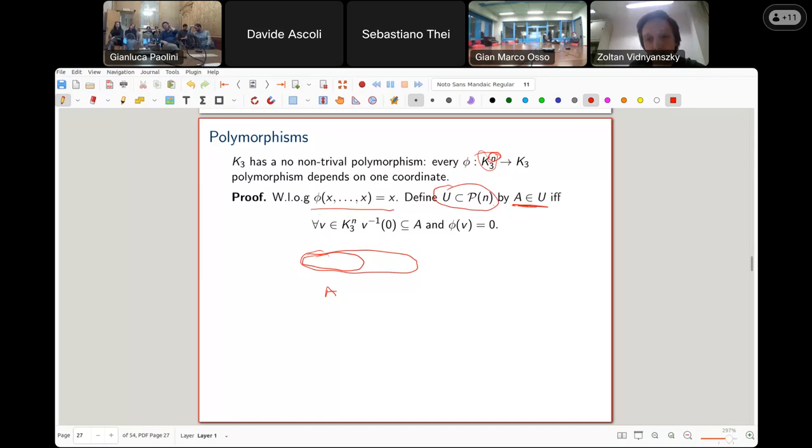This is not very important. Assume that the polymorphism has this property. The important thing which comes now is that I can define this family of sets as follows. An element A is in this family U if, when I write zeros over A on some vector, then it necessarily maps to 0. In particular, if I write 0 everywhere, then of course it maps to 0 by this assumption, so the whole set is definitely in U. And now you can guess, or maybe you have already guessed, what U is going to be. I also use this letter not accidentally. The claim is that U is an ultrafilter.